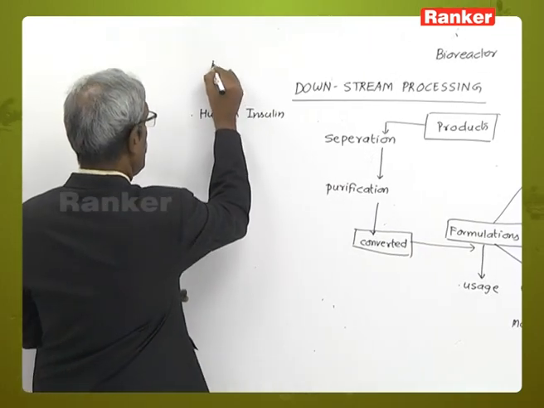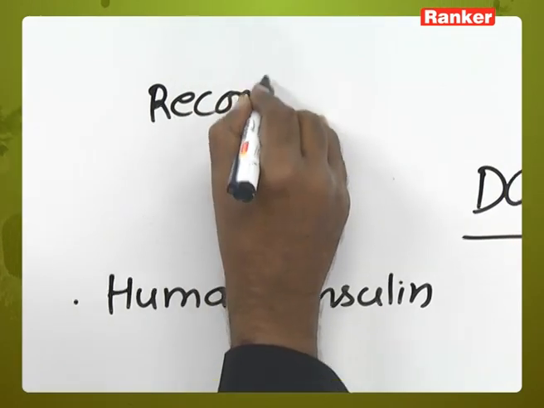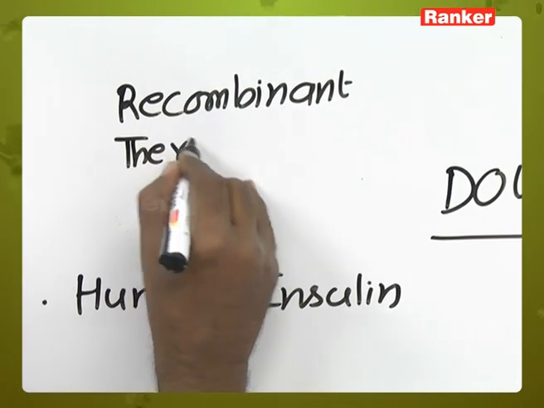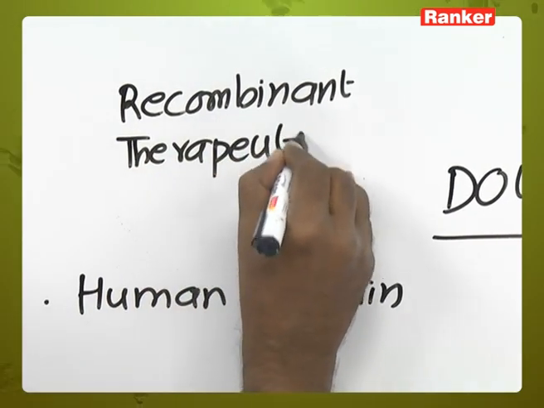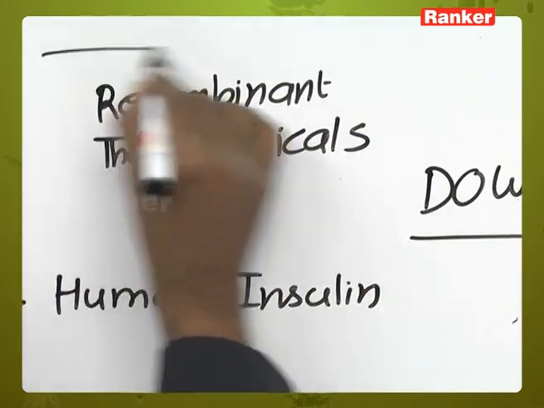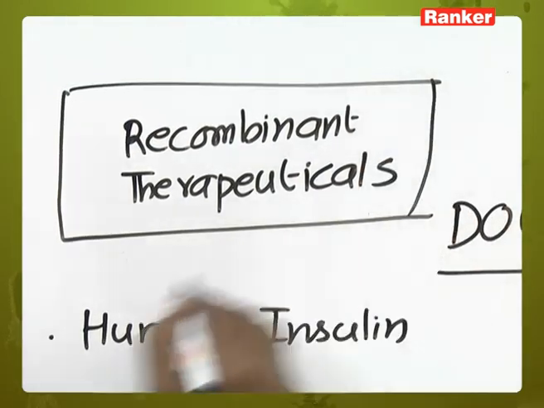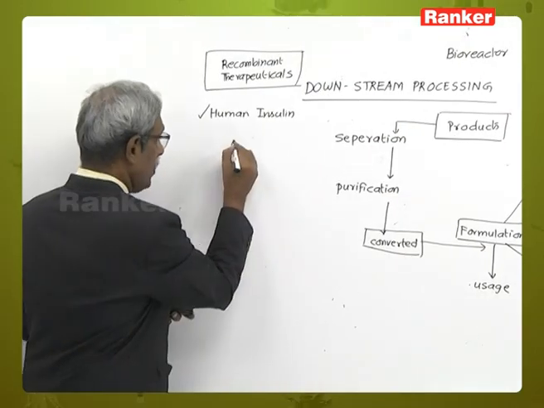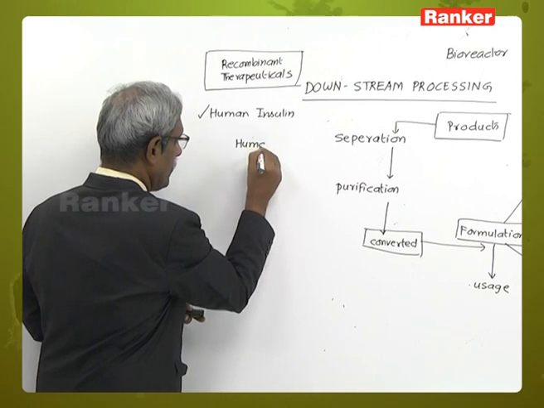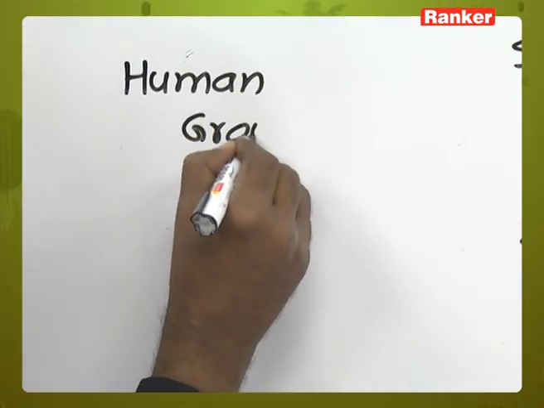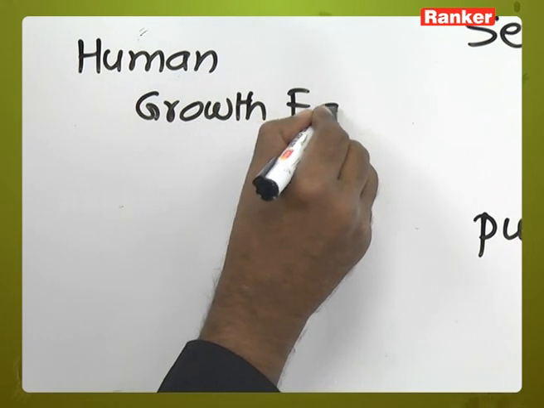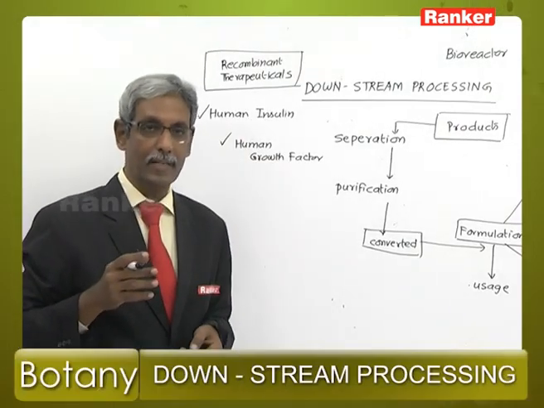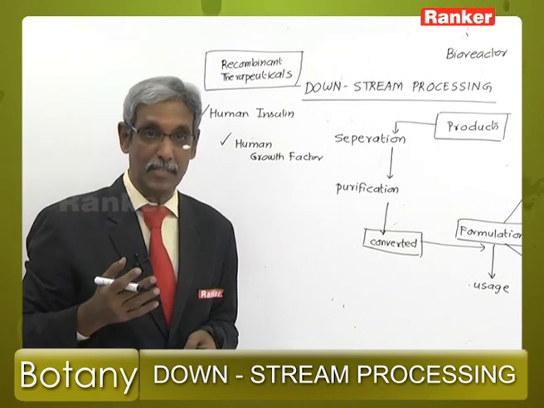So, we are talking about recombinant therapeutics. Under recombinant therapeutics, we first have a chemical which is termed human insulin. Then again we have the human growth factor. The human growth factor is helpful for curing dwarfism.